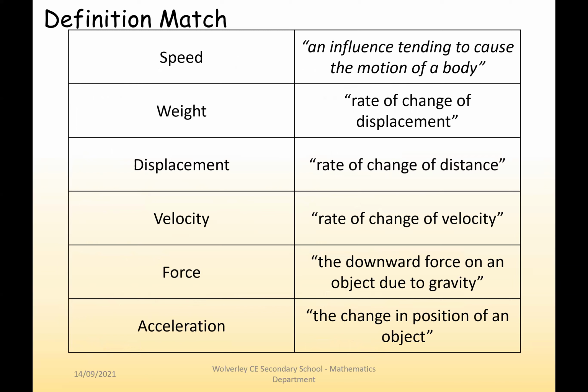Okay, so what I'd like you to do now is pause the video, and I would like you to have a go at matching up the quantities on the left with the definitions on the right. If you need to, go back to a minute ago when we said which of these quantities were vectors and which one was scalar quantities, and that should help you figure these out. When you're ready for the answers, press play again.